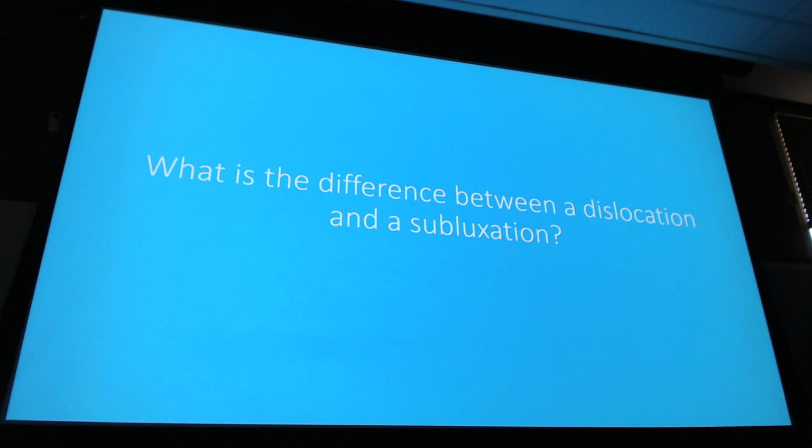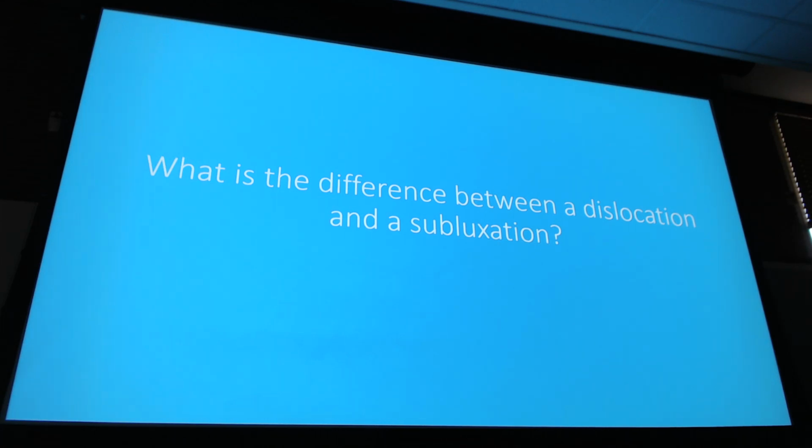All right, so the difference between dislocation and subluxation: partial versus full. If there's any type of contact still in that joint space by those two bones that create a joint, then it's a subluxation. If they're completely separated, it's a dislocation.